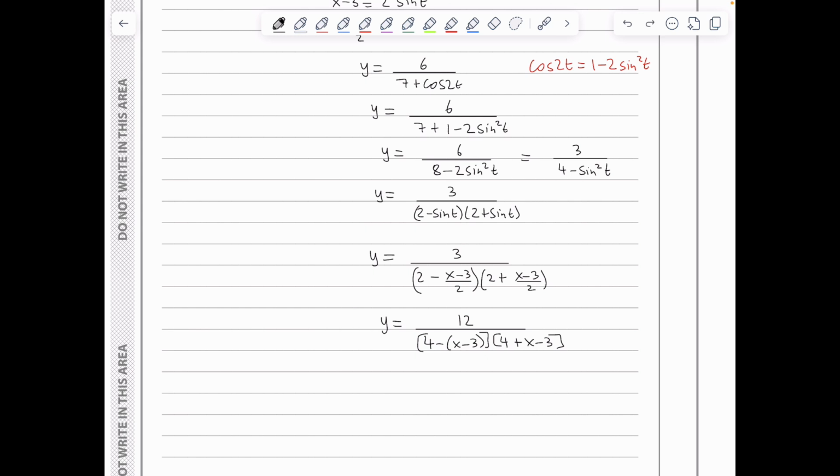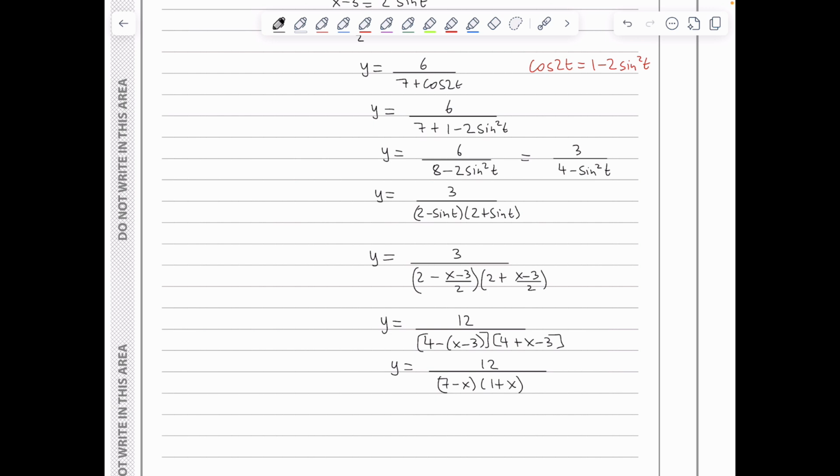So let's proceed in simplifying the denominator. We've got y is equal to 12 over the 4 minus the negative 3, which will give me 4 plus 3, which is 7. So the first bracket is 7 minus x, and the second bracket is 1 plus x.